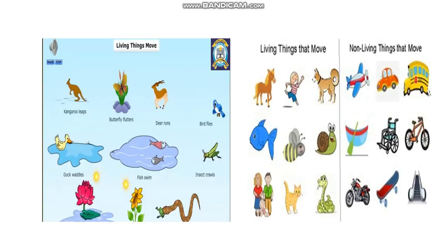Okay, students. Next, these are the living things that move, and non-living things do not move. Here are the pictures. You have living things like the kangaroo, butterfly, the fish, etc. And here you have non-living things: car, van, cycle, and so on. These do not move at all, but they require human beings to run them. Non-living things require human beings to run them.